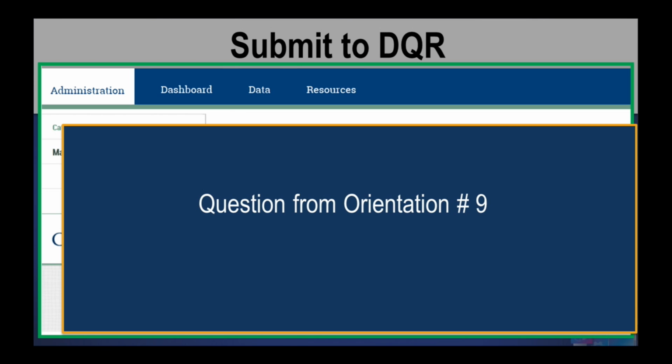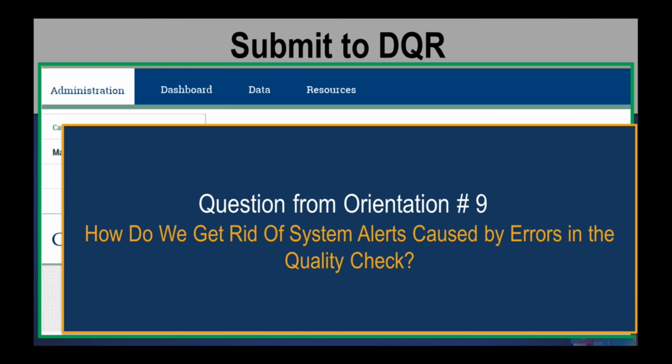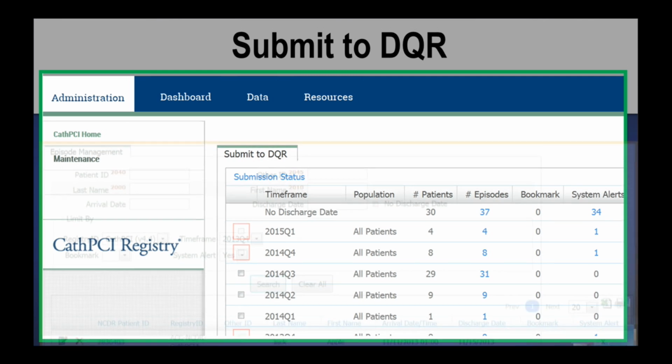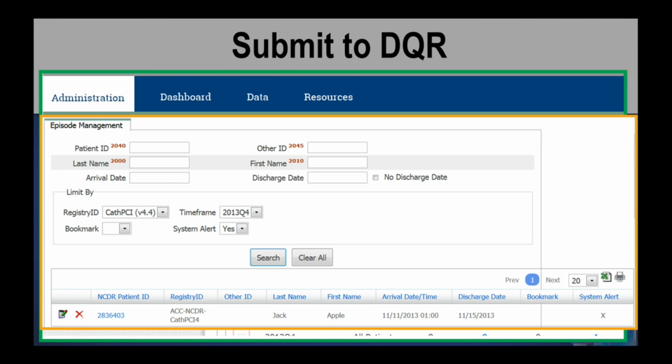So here is the big question from orientation session number 9. How do we get rid of system alerts caused by errors in the quality check? First, you'll need to identify those quarters which have system alerts, which is pretty basic. Simply look at the right column. If you see a blue number in this column, this number acts as a link to the patient form which is causing the system alert. Simply click on the link. You will be taken to the episode page for this patient, where you will be able to open up the episode of care which is causing the system alert.